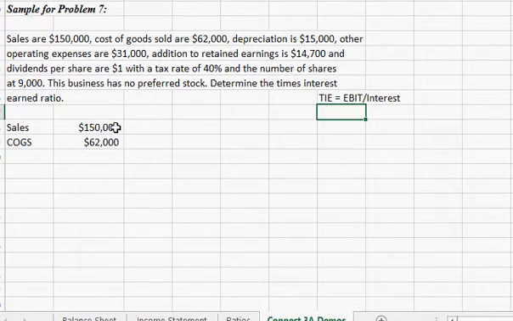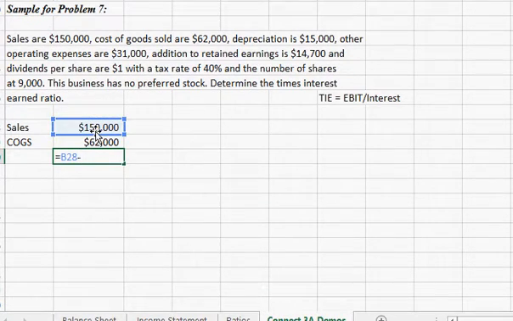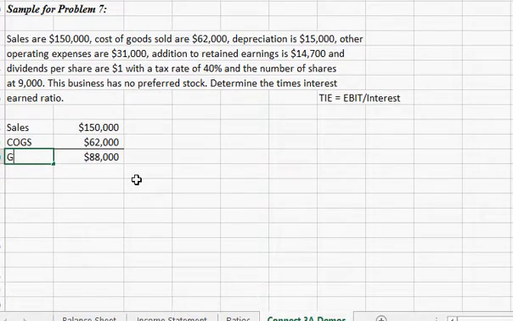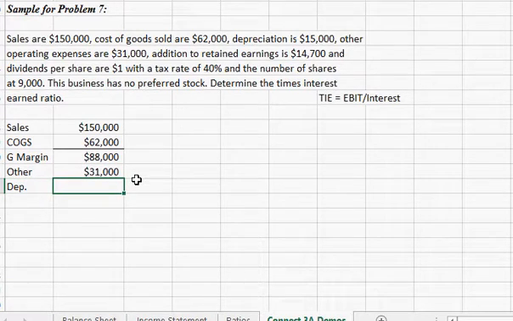So I started it here by pulling out sales and cost of goods sold. And if we subtract those two numbers, the 62 from the 150, then we get to our gross margin. And from there, we would subtract our other expenses, which are given as 31,000. And just to shortcut it, we can go ahead and also subtract depreciation. And depreciation is given at 15,000. And then that would bring us to the EBIT number.